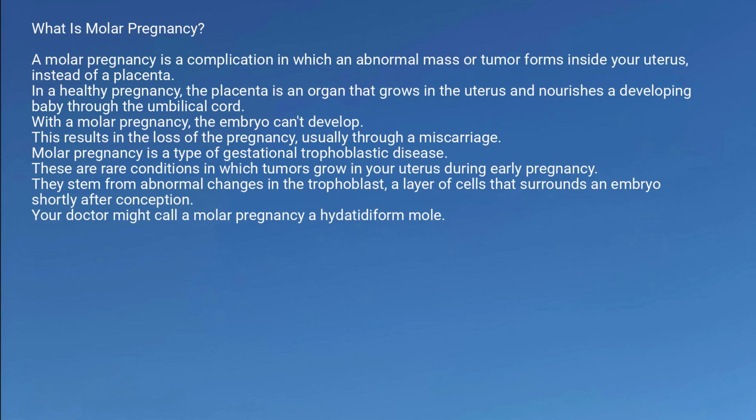This results in the loss of the pregnancy, usually through a miscarriage. Molar pregnancy is a type of gestational trophoblastic disease. These are rare conditions in which tumors grow in your uterus during early pregnancy. They stem from abnormal changes in the trophoblast, a layer of cells that surrounds an embryo shortly after conception. Your doctor might call a molar pregnancy a hydatidiform mole.